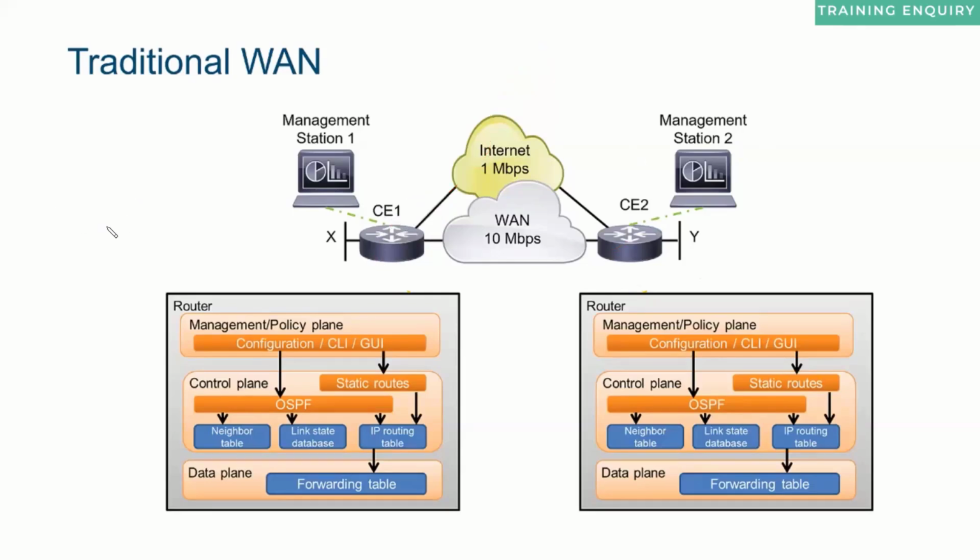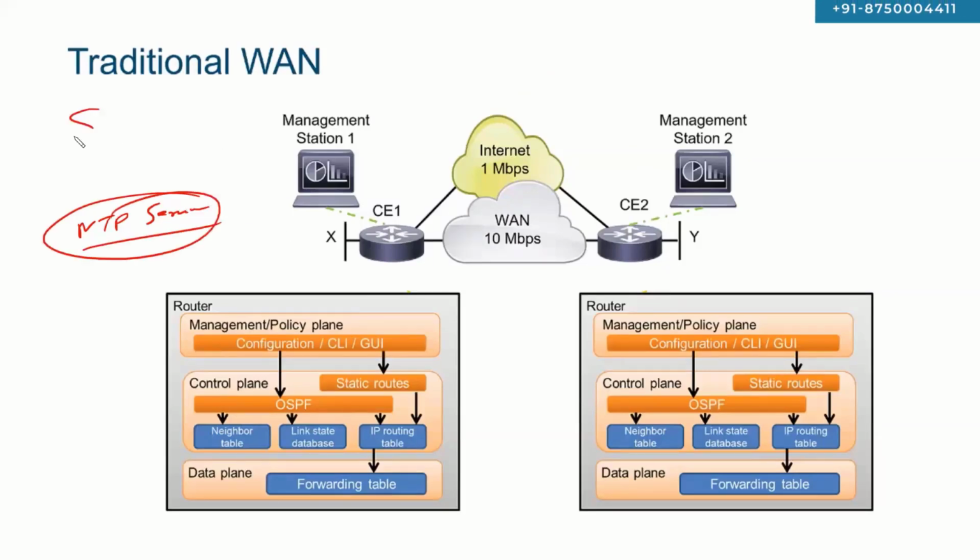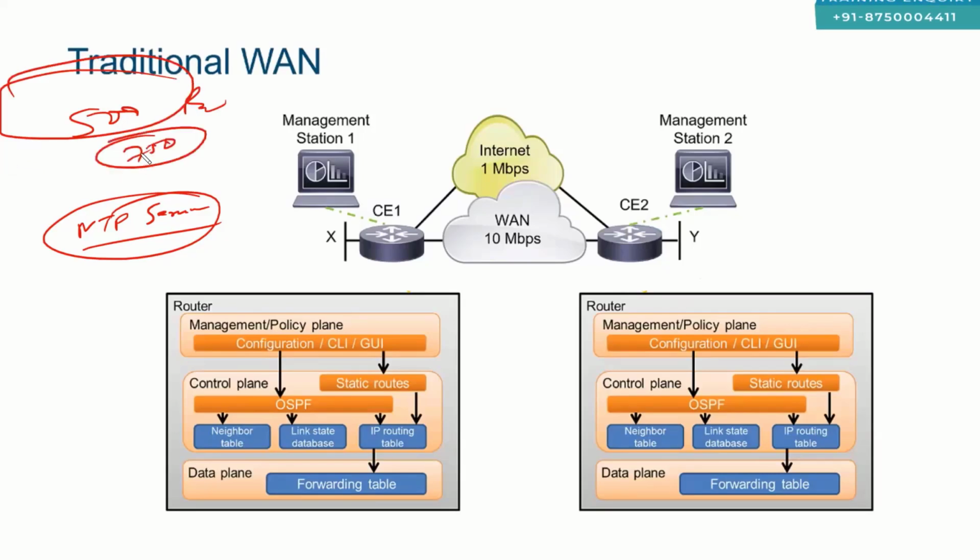Now let me give you one more example. Let's say you needed to modify the NTP server IP, because the NTP server IP address was recently changed. You have 500 branches, and in each branch you have one or two routers, so somewhere around 750 routers, or maybe around 800 routers. If you need to modify this NTP server IP address on all 800 devices, just imagine how much time it is going to take.